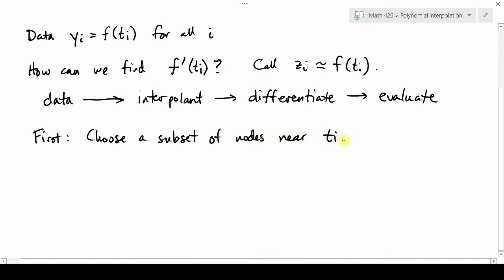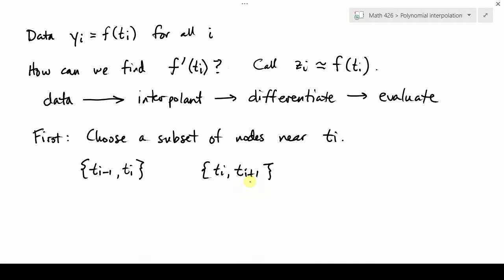Right, so we might say choose the neighbor to the left as well as t sub i, or of course you might say choose t sub i and its neighbor to the right, if it has one, right? So I couldn't do this one if i is equal to n, because then I'd have to access a node that doesn't exist. All right, and what we'll do is we'll represent these symbolically. So I'll draw in symbols at each of these nodes.